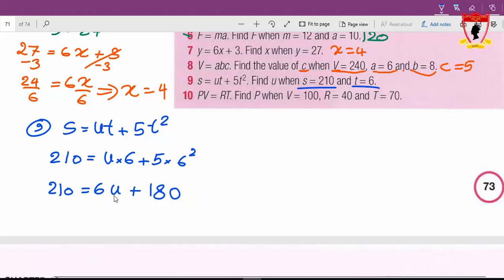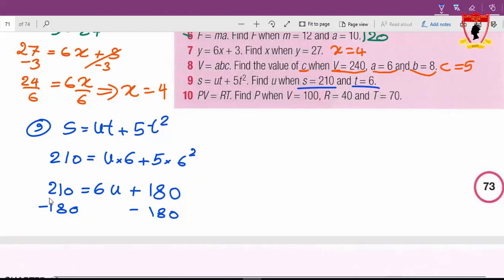Now how can we have U alone on this side and everything else on the other side? Firstly we want to get rid of this 180, and the relation between this 180 and the U is plus. What's the opposite? Minus. Minus 180, minus 180. Since it's an equation, whatsoever happens to one side, the same thing must happen to the other side to keep the balance.